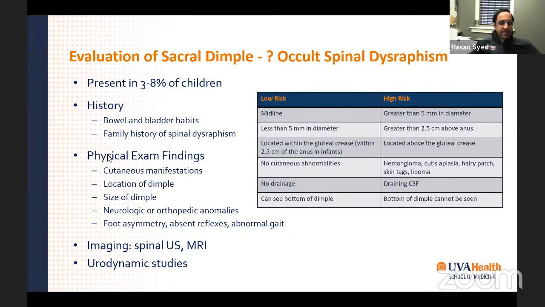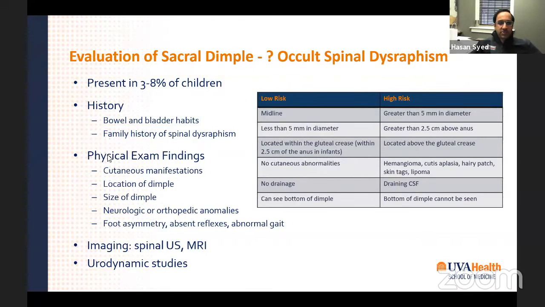Physical exam findings include location of the dimple, size of the dimple, and if there are any other neurological or orthopedic anomalies. Subsequently, if there are concerning findings or high-risk features, order imaging studies, and if those are positive, urodynamic studies to establish a baseline of bladder function.